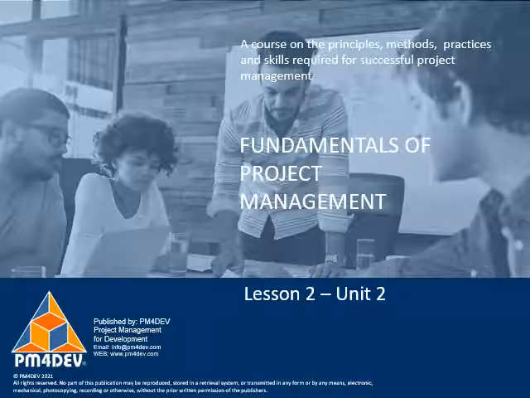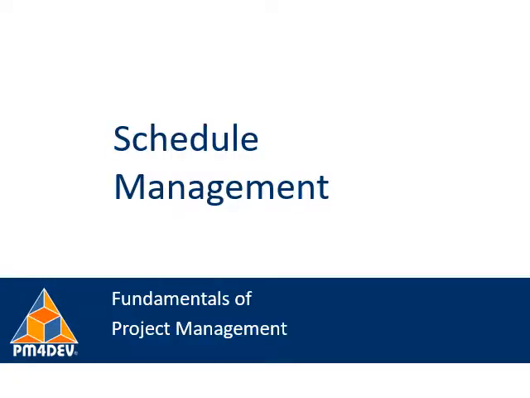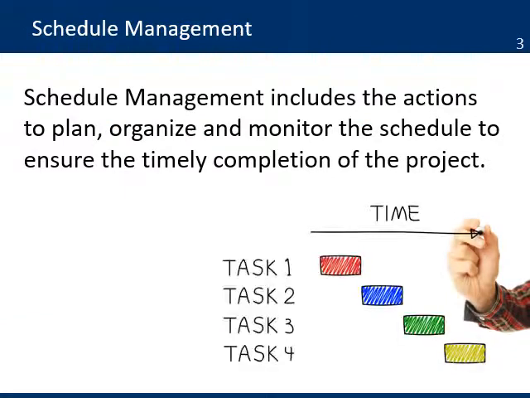Lesson 2, Unit 2, Schedule Management. This is the second process. Schedule management includes the actions to plan, organize, and monitor the schedule to ensure the timely completion of the project. This is one of the key constraints in the project since every project has a beginning and has an end.